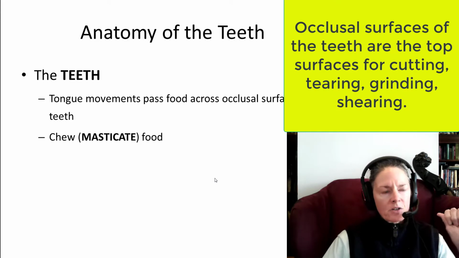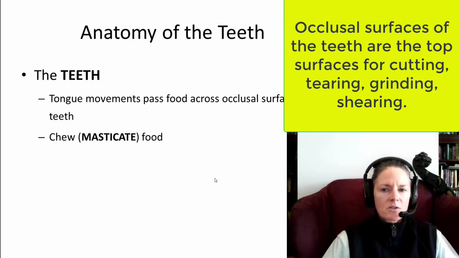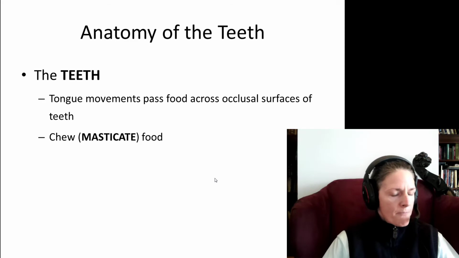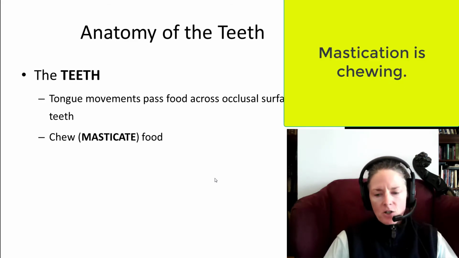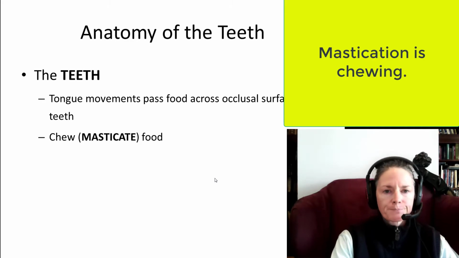The surfaces of the teeth that you actually engage with the food are called the occlusal surfaces. So these are the things that you're actually using to chew and to cut up the food. And the verb for chewing food is to masticate. So mastication is the process of chewing up food.